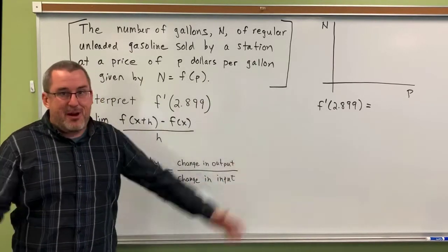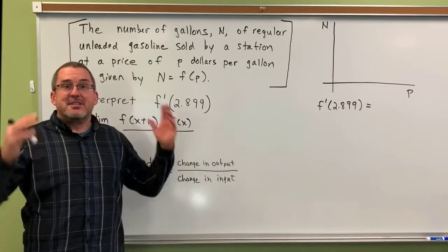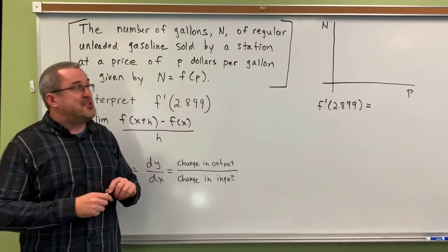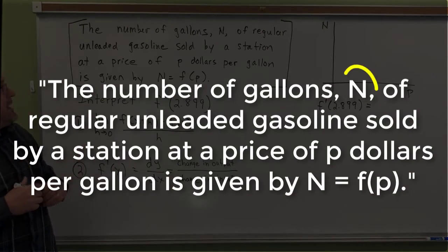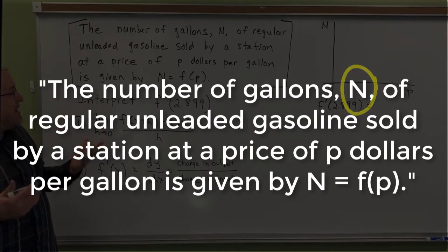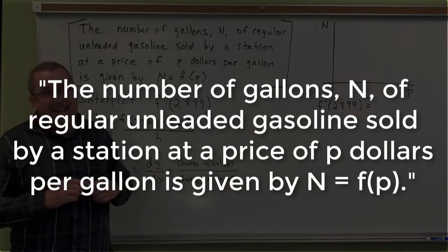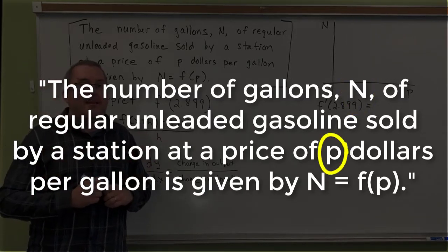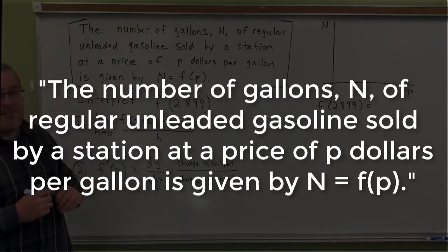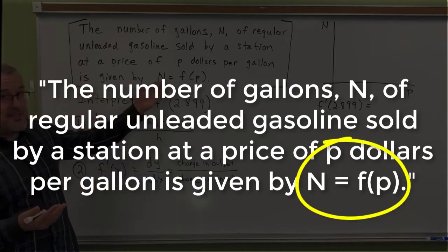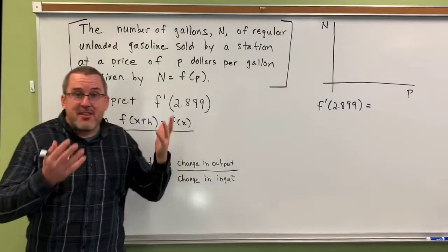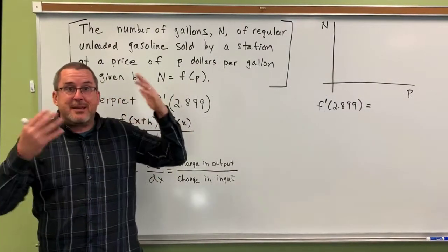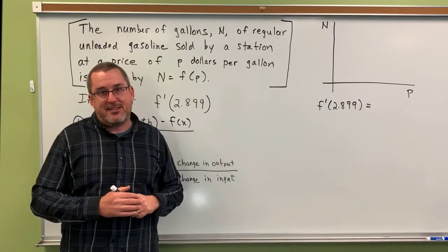We do it probably weekly. So let's just consider a hypothetical situation. The number of gallons of gasoline sold, we'll call that the variable N, is dependent upon the price of that gasoline. We'll call that variable P. And we're going to name that function N, the number of gallons of gasoline sold, is a function of the price. Or we could say the number of gallons sold is dependent upon the price.